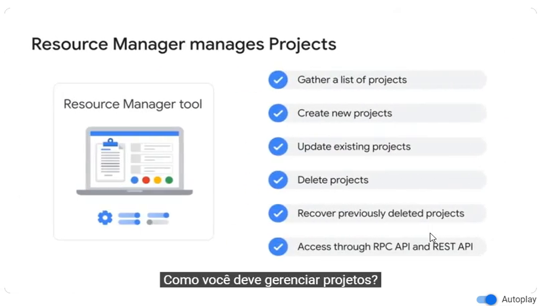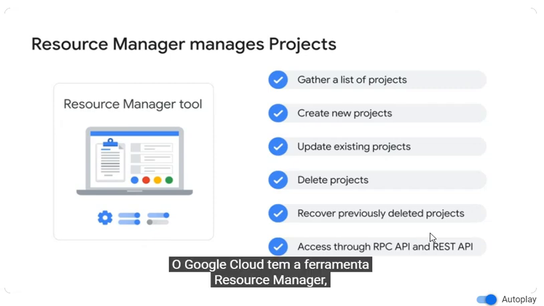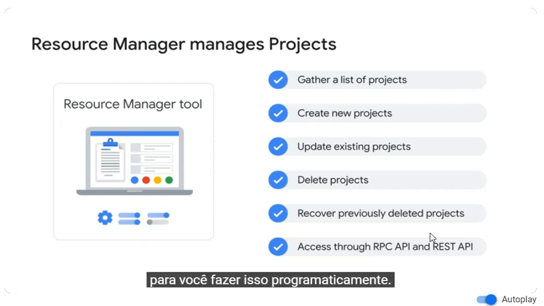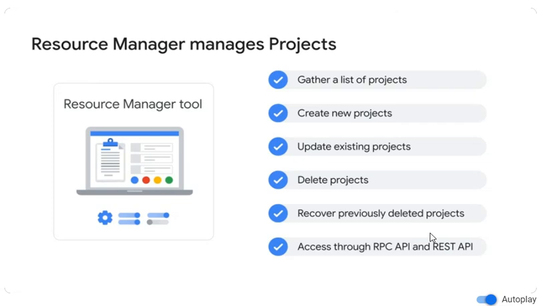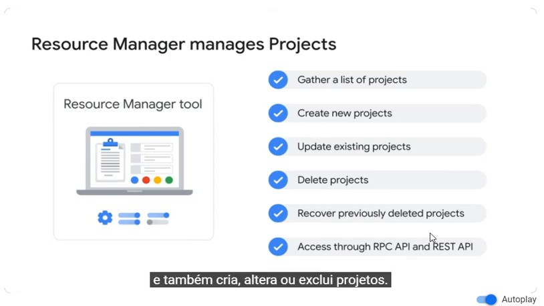So, how are you expected to manage projects? Google Cloud has the Resource Manager tool, designed to programmatically help you do just that. It's an API that can gather a list of all the projects associated with an account, create new projects, update existing projects, and delete projects. It can even recover projects that were previously deleted, and can be accessed through the RPC API and the REST API.